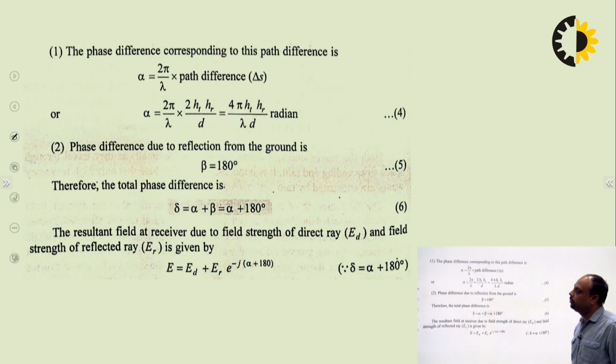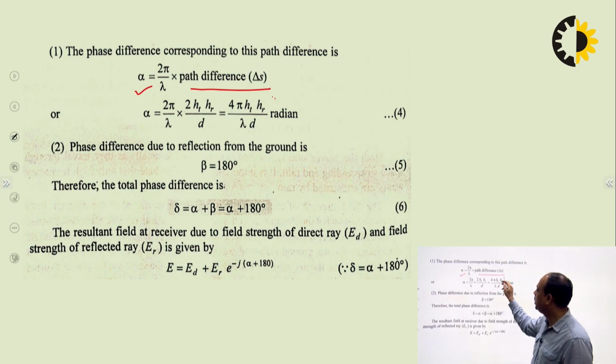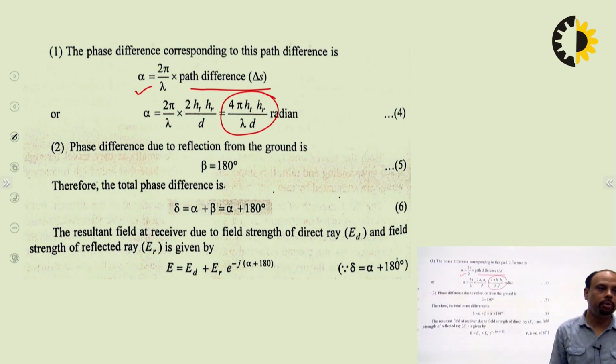Now the path difference is actually the phase difference faced by the different waves, and we can calculate it. The phase difference is equal to 2π by lambda times the path difference, that is 2π by lambda times 2 ht hr by d. So we have this much radian value by which the two waves are going to be out of phase when going directly or by reflection from the ground.